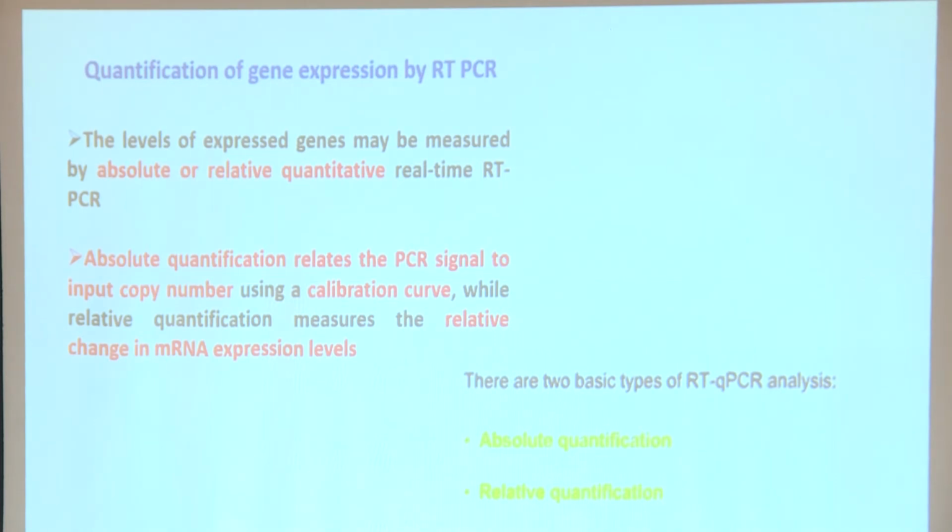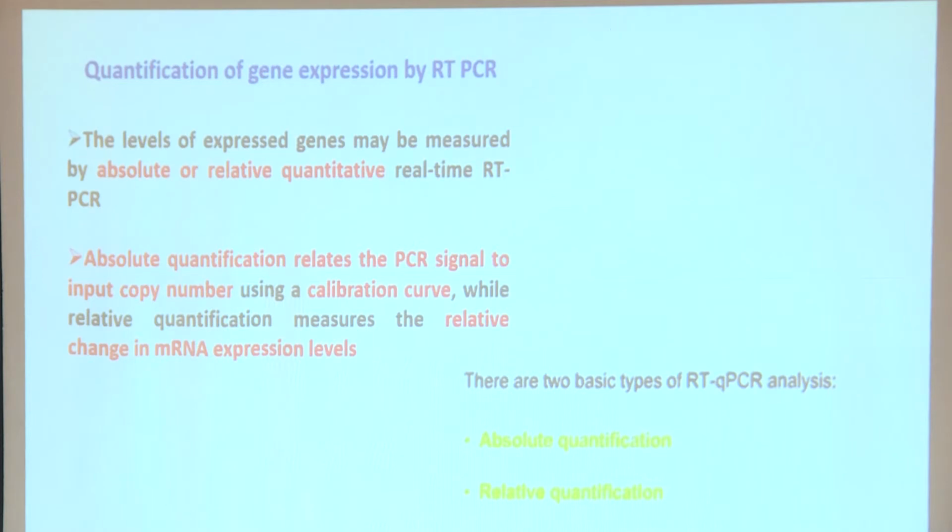Yeah, this is one of the applications. I already told you there are two major applications of real-time PCR in our pathology and microbiology. One is absolute quantitation, another one is relative quantitation. The level of expressed gene may be measured by absolute or relative quantitation in real-time PCR. Absolute quantitation relates the PCR signal to input copy number using a calibration curve, while relative quantitation measures the relative change in mRNA expression level.